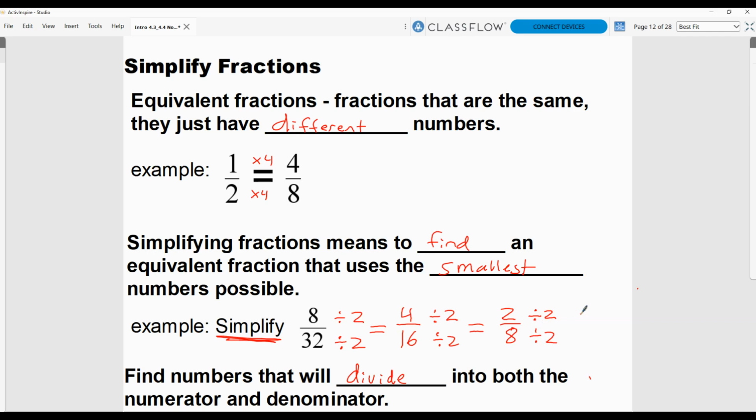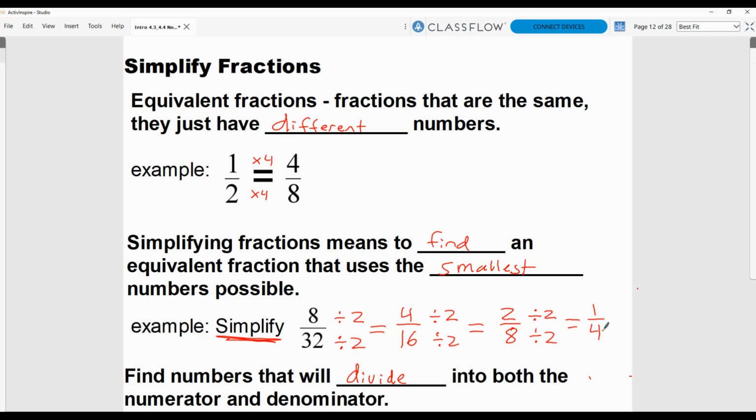Okay, so if I do that again, I get 1 over 4. All right, now take a look at how much smaller these numbers have gotten. We started with 8 over 32, then we got 4 over 16, 2 over 8. Now we're down to 1 over 4.